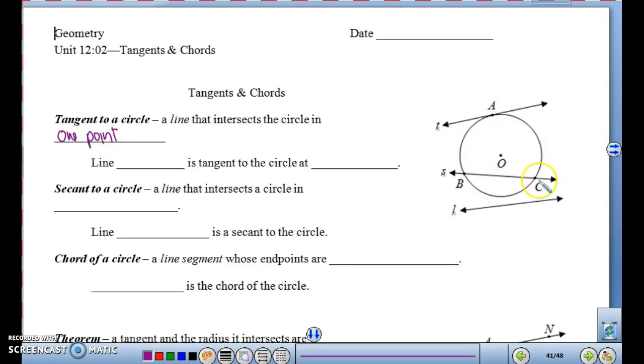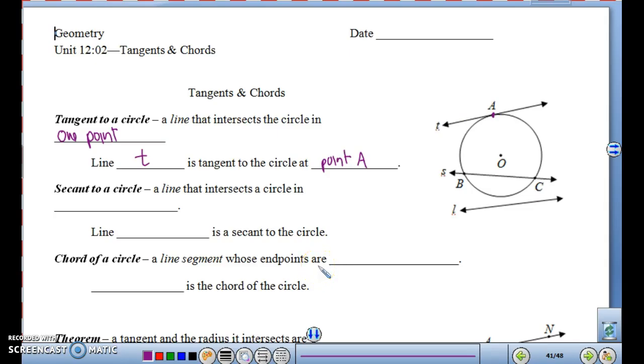So if I look at my circle O that I have drawn over here, which one of these lines intersects the circle in one point? Well, that would be line T, this one right here. It intersects it at point A. So line T is tangent to the circle at point A. So that is a tangent line.